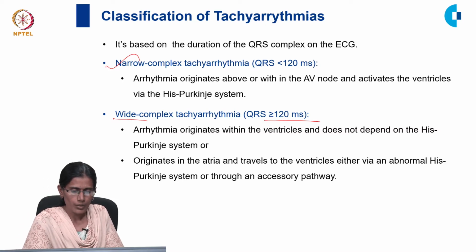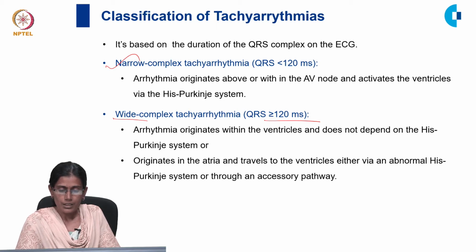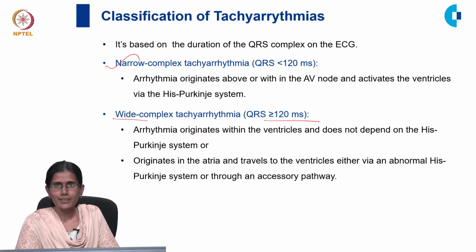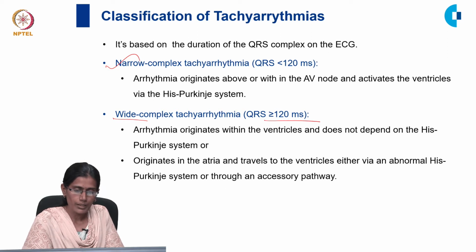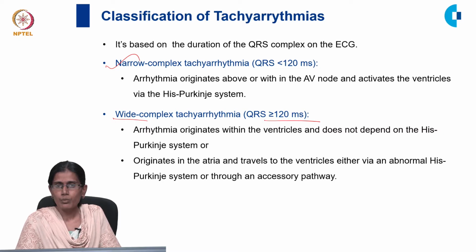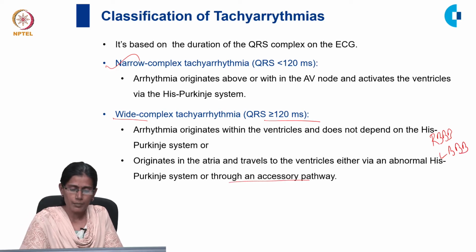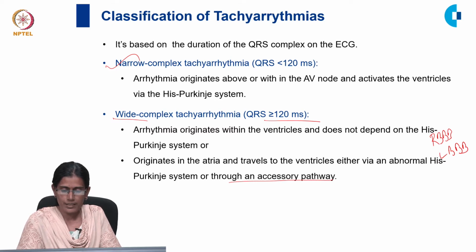In wide complex tachyarrhythmia, the impulses may start from the ventricles. The impulses will then propagate via the myocytes. It takes a longer time to activate both the ventricles with a resultant prolongation of the QRS complexes. Or the impulses may start from the atrium or AV node, then they will travel via an abnormal His bundle. That means the patient has either RBBB or LBBB, or there may be an accessory pathway. We are going to discuss this accessory pathway later.